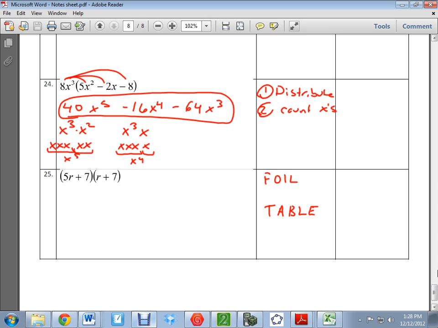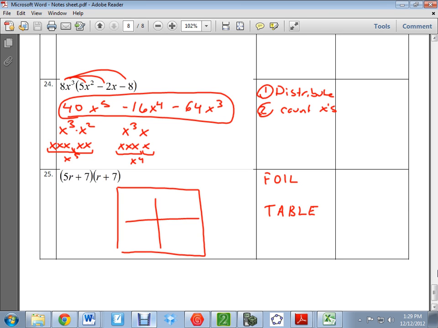The table method is the most organized of the 3. You couldn't foil a 2x3. You could, but you couldn't use the words for FOIL, first, outer, inner, last. You'd have to multiply the first thing times all 3, and then the second thing times all 3. And it'd be just a really long thing to combine. It's a little bit more cumbersome.